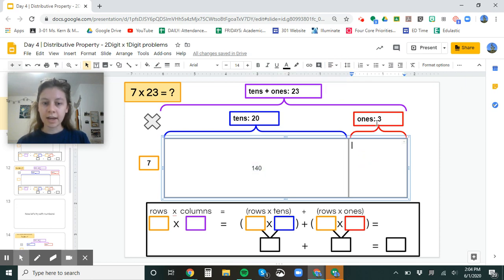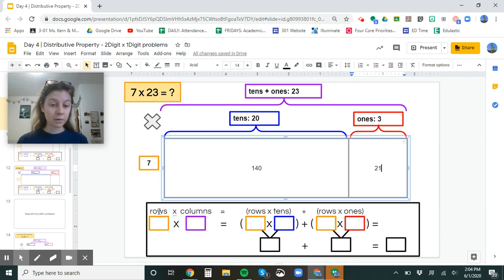Okay, and then I'm going to do the same thing over here with this part of my area model. So I have 7 times 3. Well, 7 times 3 equals 21. So now I've done a lot of the solving, and so I'm going to come down here.